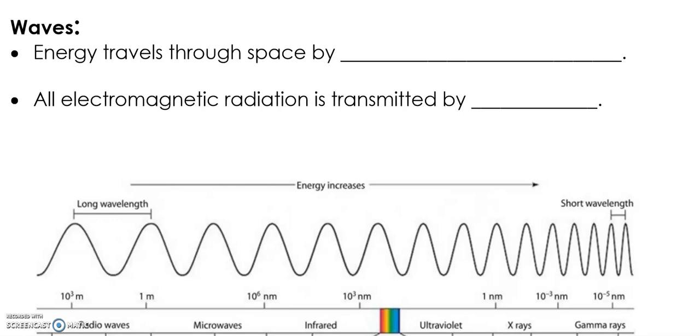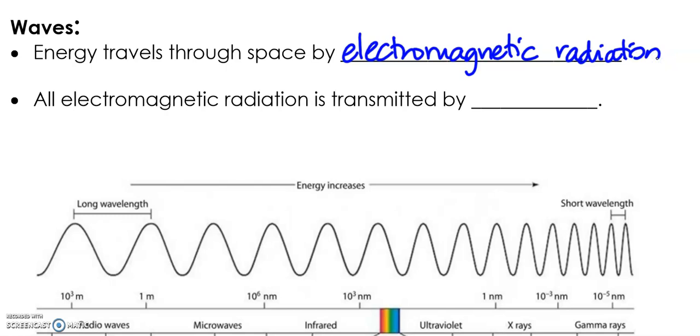This video is on waves, specifically electromagnetic waves. So we're going to be talking about how energy moves, how it's related to electrons, but we've got to start with that energy travels through space by electromagnetic radiation. So this is just talking about all the different types of waves based on the different energies and wavelengths and frequencies they have that would exist in our universe. So all electromagnetic radiation is transmitted by waves.